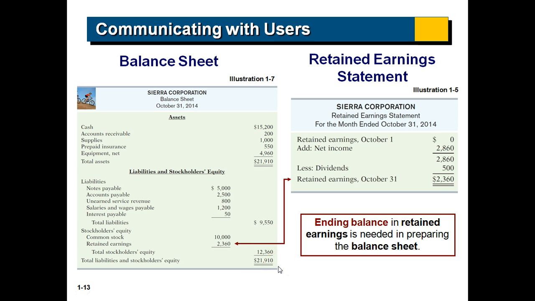The other thing I want to point out is how retained earnings, we saw the ending retained earnings, or the October 31st balance of retained earnings, on our retained earnings statement. That financial statement has to be prepared before the balance sheet. So notice how this $2,360 on the retained earnings statement flows into the balance sheet. So both of those, this is the balance at October 31st. Here's the balance of retained earnings at October 31st.